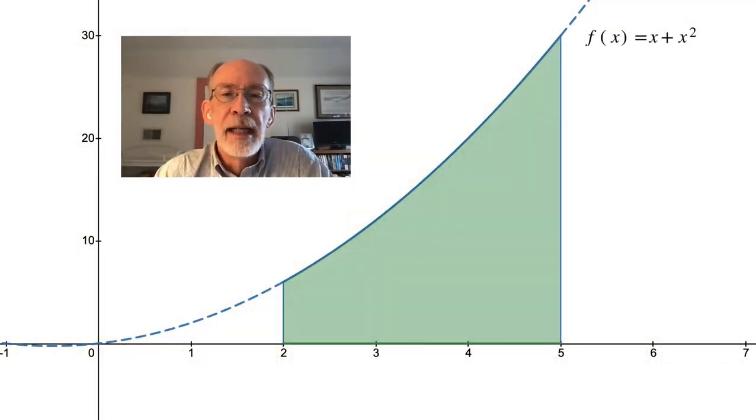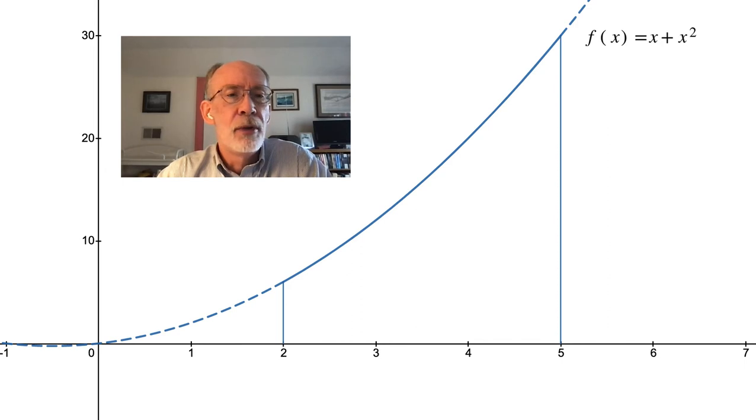You'll see on your screen a Desmos page in which I've highlighted a region that we're going to be working with, and that is the region bounded by the x-axis, the graph of the function f of x equals x plus x squared, the vertical line x equals 2, and the vertical line x equals 5. And the way we tend to refer to this is the area under the graph of f on the closed interval [2, 5]. So the way we're going to approach this is as follows.